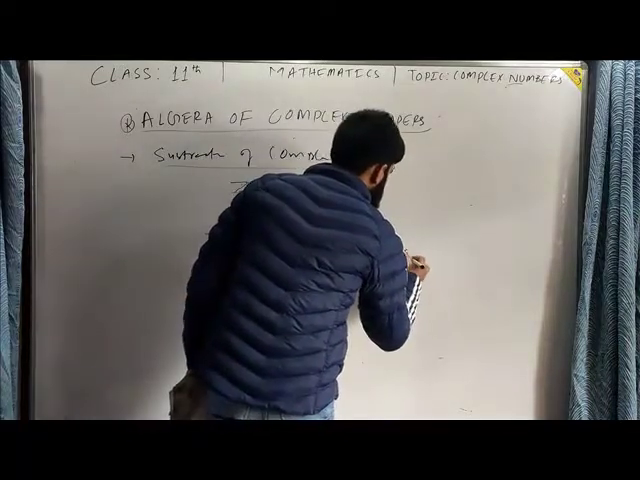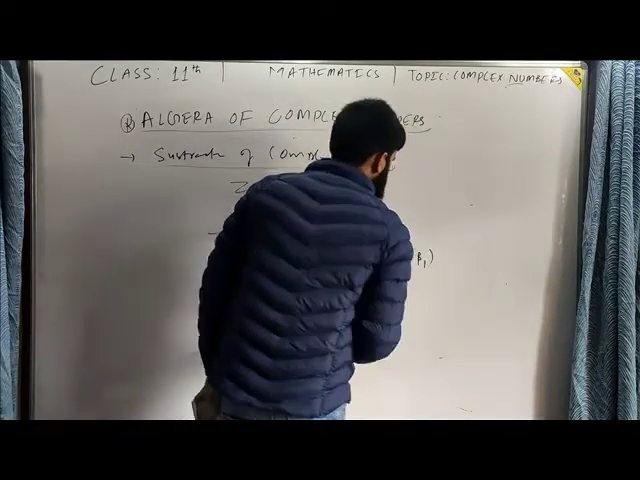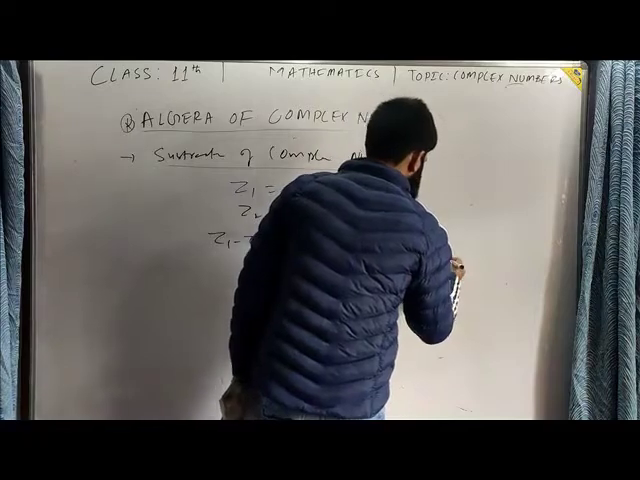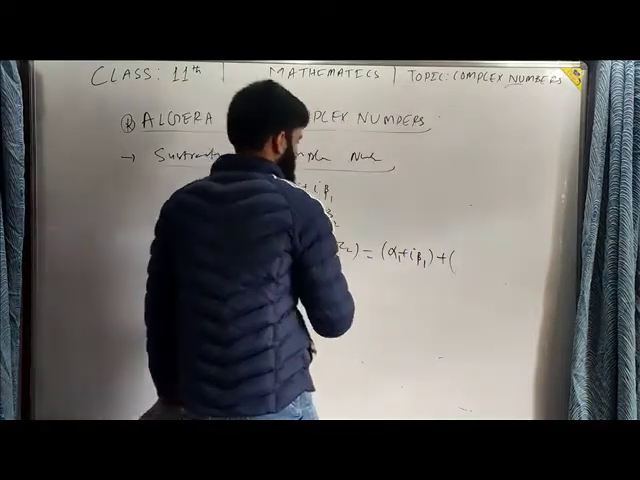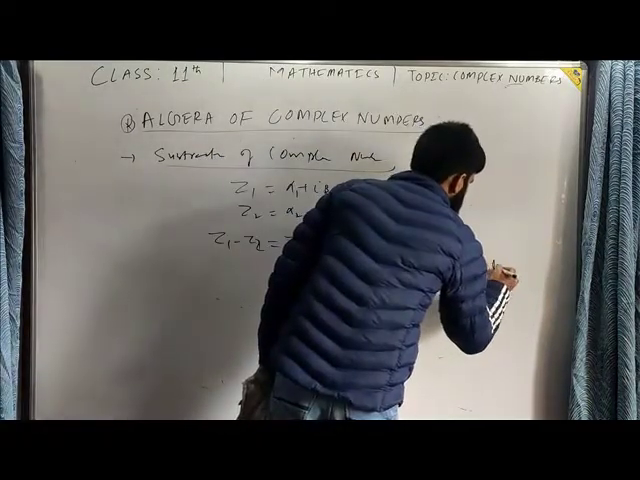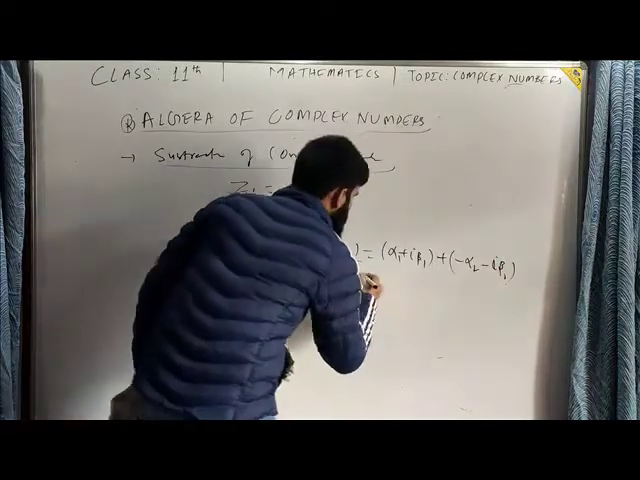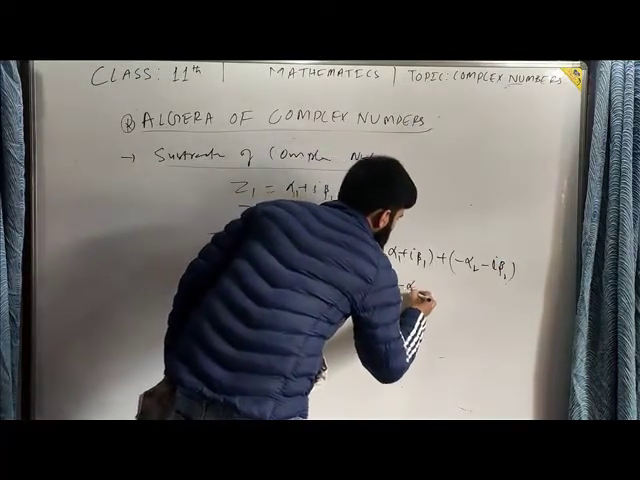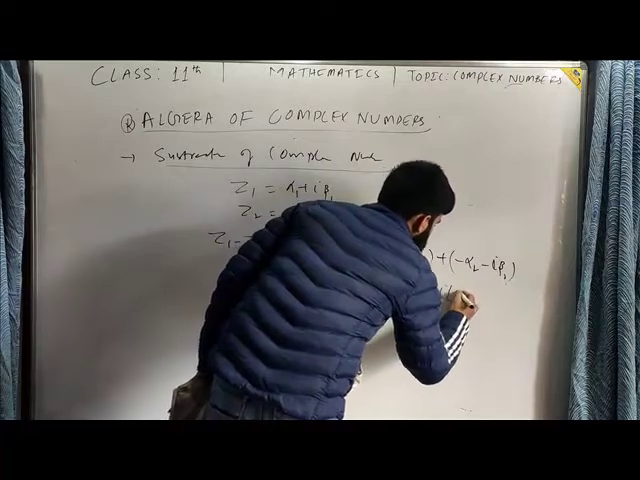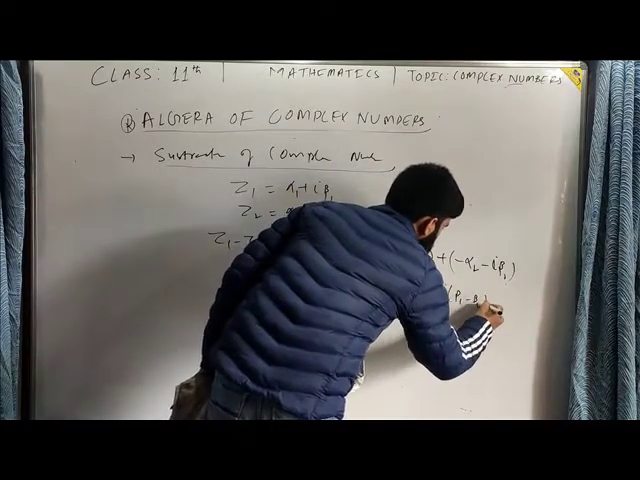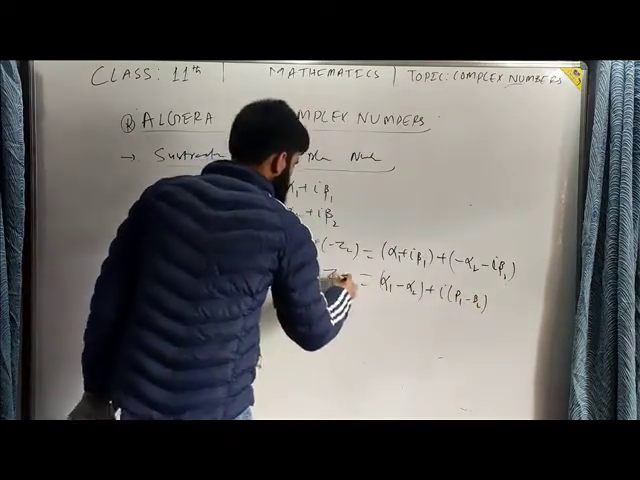Then we have alpha 1 plus iota times beta 1, plus the negative of the second complex number, that is minus alpha 2 minus iota times beta 2. The final result you will get is alpha 1 minus alpha 2, plus iota times beta 1 minus beta 2. This is z1 minus z2.